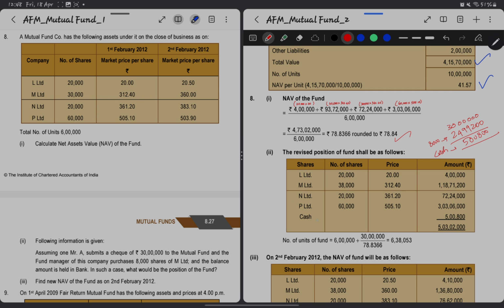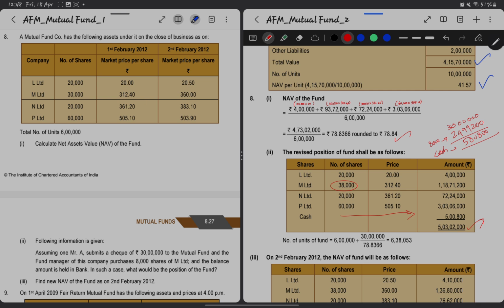So we multiply the same shares with the same 1st February price, but in M Limited 8,000 shares got added, and cash there is a balance of 5 lakh. Adding it up, the net asset value will become 5 crore 3 lakh 2,000. From 4 crore 73 lakh it became 5 crore 3 lakh. Now this is the net asset value, but the base also changes because we have got some new shares and new assets got added.